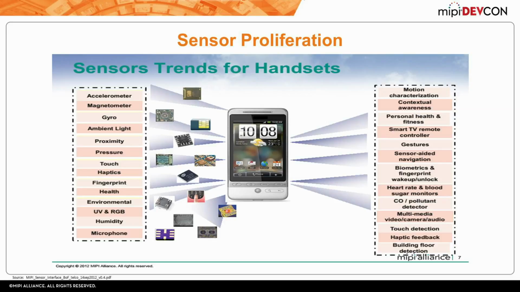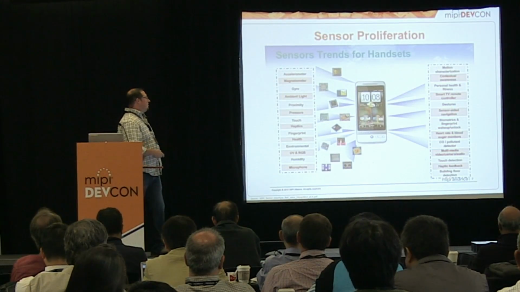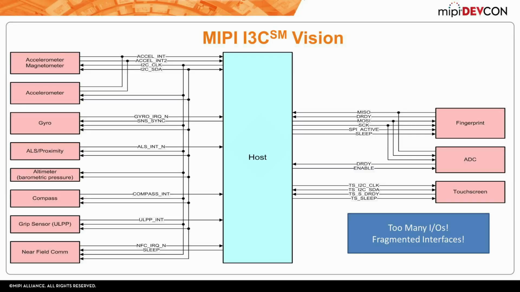Two of them: there are just too many I/Os. If you take the image here of the kinds of sensors on the platforms and envision connecting them up to the host, you have accelerometers and gyros, ambient light sensors, pressure sensors, compasses, maybe fingerprint, touchscreens, maybe ADCs, or even memory. And they have all of these GPIOs dedicated to them.